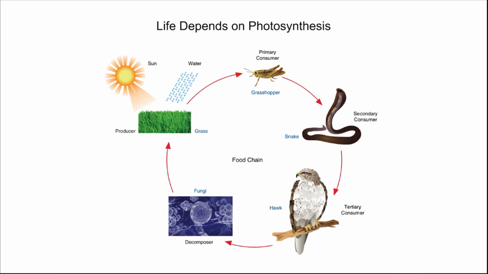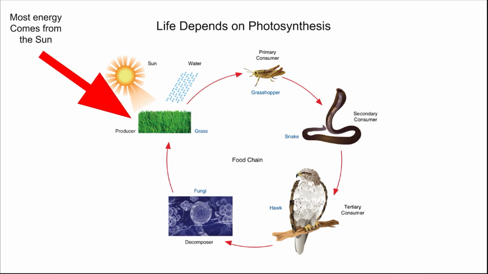But what this image doesn't show is that energy is also lost at every stage. So let's fix this and make it more accurate. A bulk of energy comes from the sun. Most of the sun's energy is reflected back into space and lost as heat energy. But some of that energy is used by grass to fuel growth. That energy is stored, and some of it is passed on to the grasshopper.